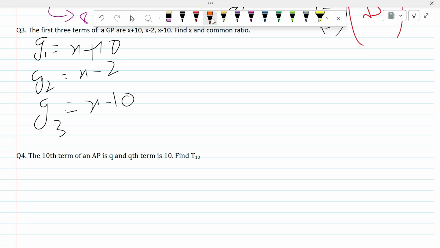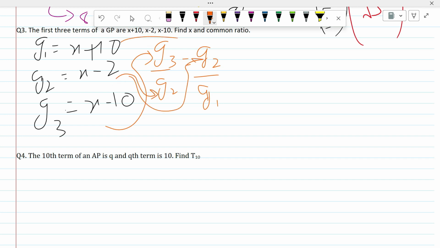Now we know one thing, that in a GP, G3 upon G2 is equal to G2 upon G1. So when you solve them, if you place these values here and here, you will get the value of x is equal to 26.